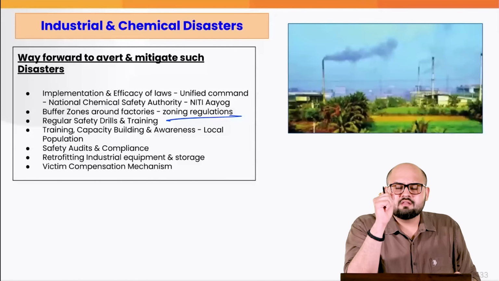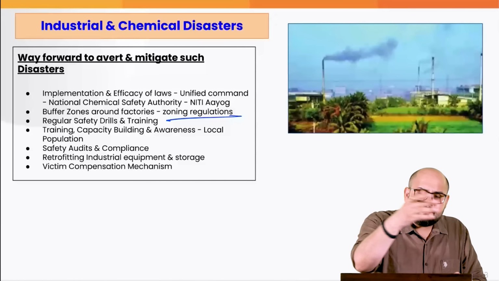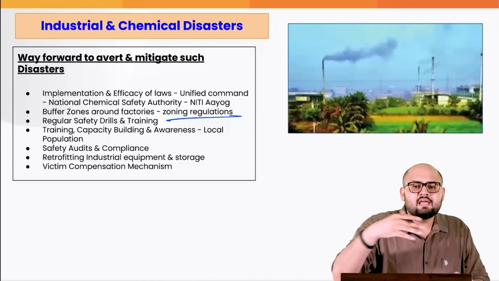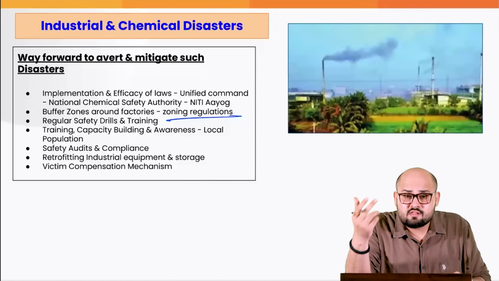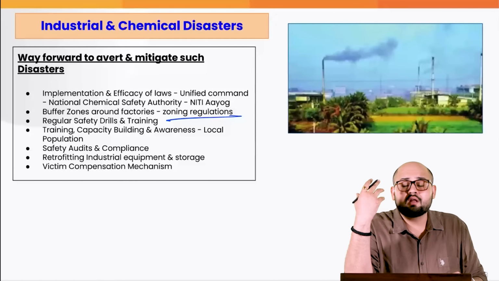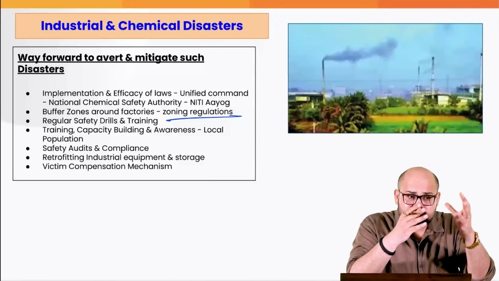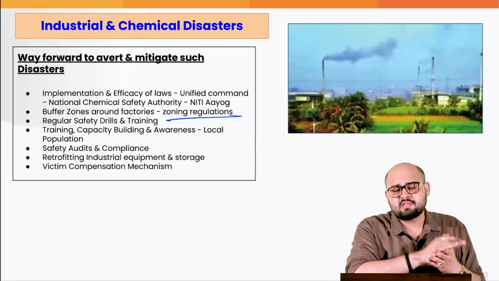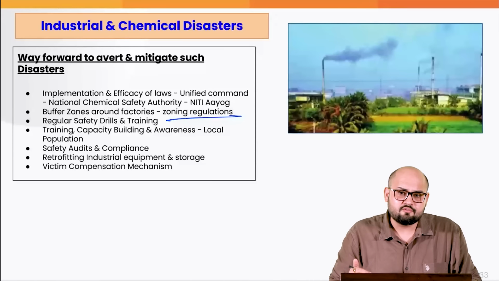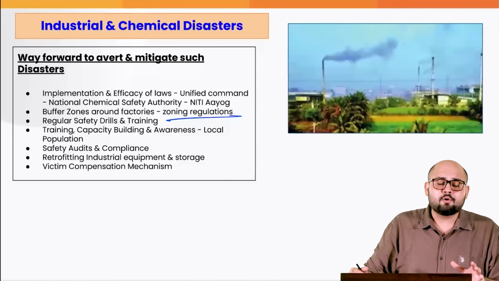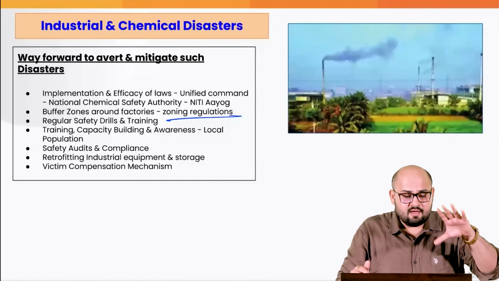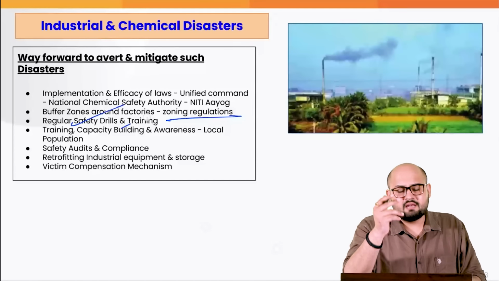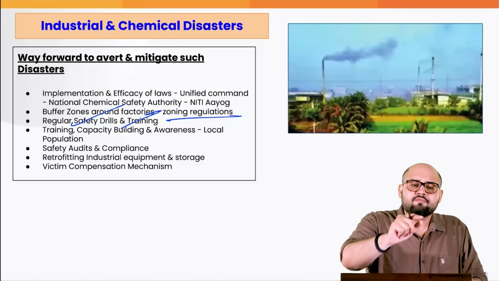These industries have their own risks, and many times the people are not even aware. The people living in the vicinity, in the adjoining areas, are not even aware of the kind of risks posed by these industries. They're not aware of the kind of hazardous chemicals which the industry is actually managing. And if, God forbid, there is a leakage of those chemicals, it would lead to the death of thousands of people. So again, there has to be a proper buffer zone around the industries where there should not be residential areas.